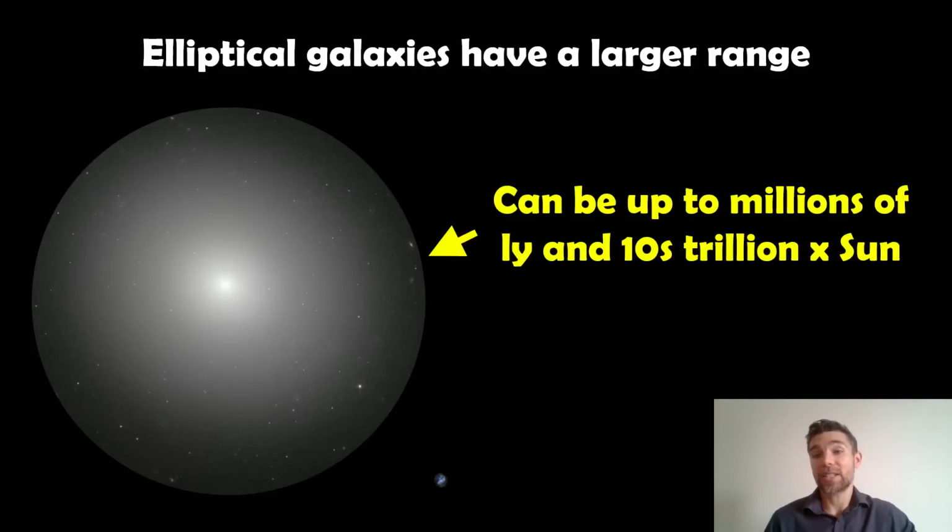Now, elliptical galaxies generally, that's where you're going to find your much larger or your biggest galaxies, but they also have a larger range. They can be quite small and quite large, but the largest of them can be up to millions of light years across and tens of trillion times the mass of the Sun. So these can be quite large. And you can see at the bottom there, I put a dwarf galaxy just to show you how big these elliptical galaxies can be in comparison to a dwarf galaxy.